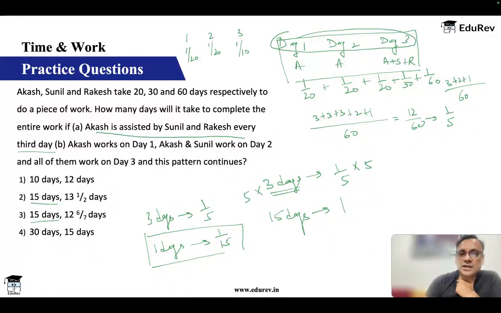So actually work gets done in the ratio of 1:1:2. Double work happens on day 3 because all 3 of them are working together. So work is not distributed equally. So this would be a wrong approach. So we don't do this.